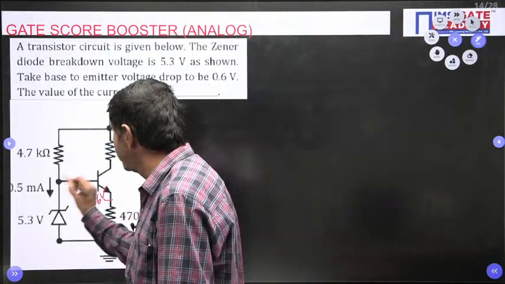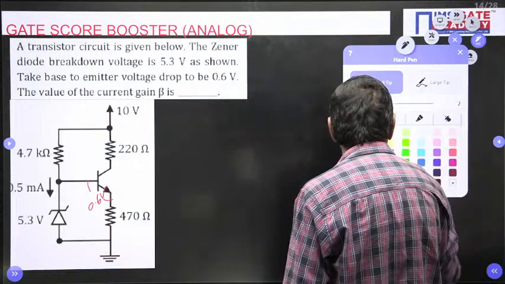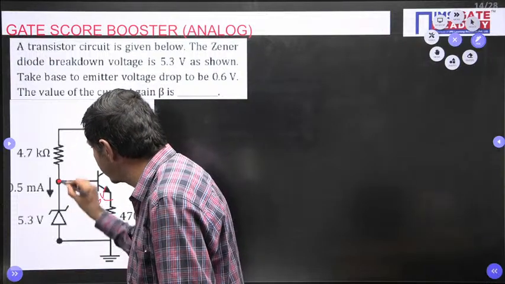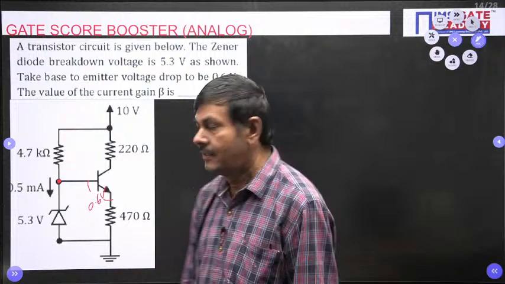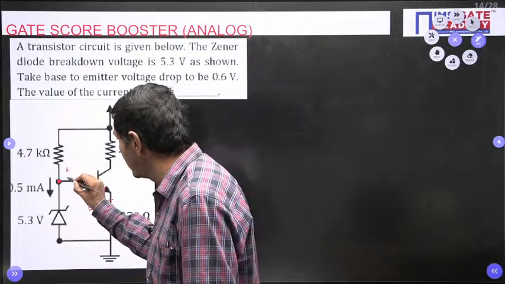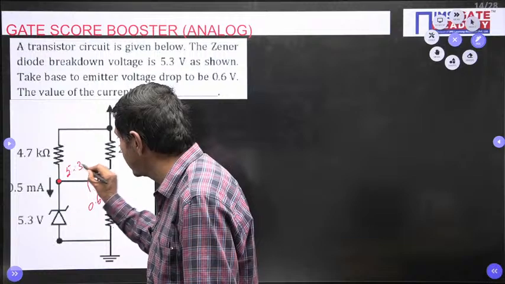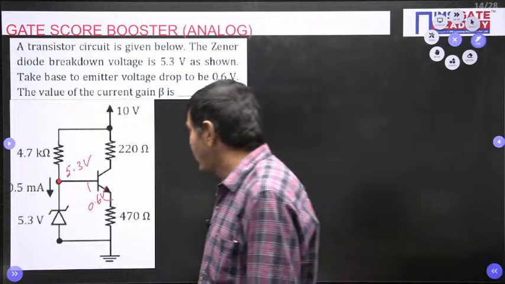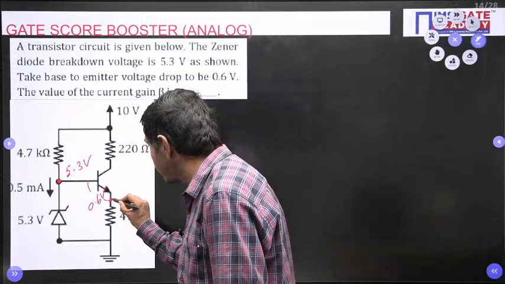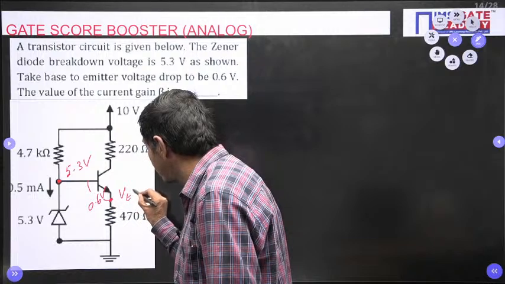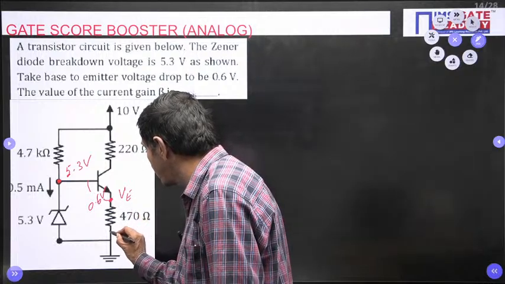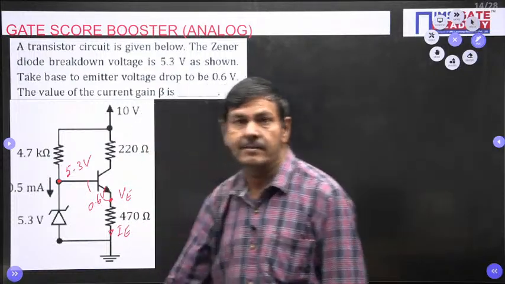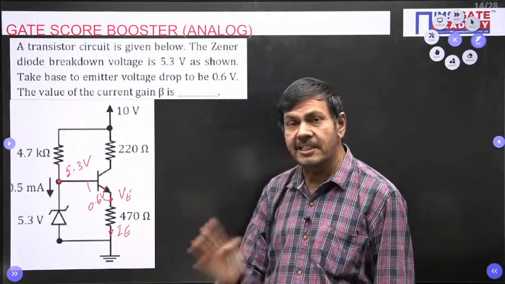You know very well this node voltage. Voltage across the Zener is nothing but this node voltage only. That voltage I can put as 5.3 volts. The same 5.3 volts I can put here. And what is this emitter voltage? This is the emitter voltage only. The current passing through this side is nothing but the IE value. But I wish to measure IE initially.